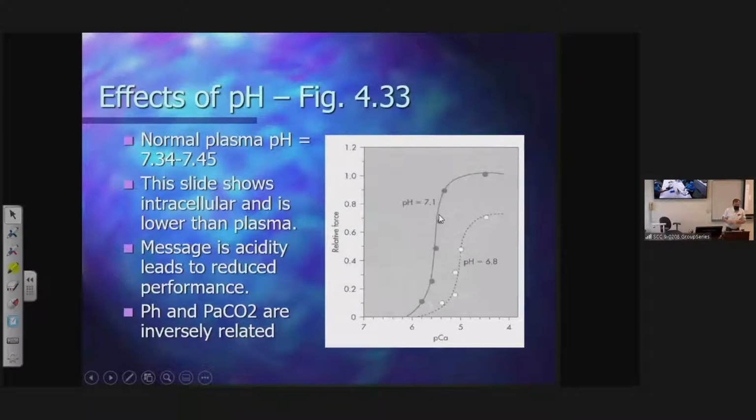And this shows the function of the heart with a pH that's almost normal and one that's very acidic. The heart gets depressed with acidic conditions.